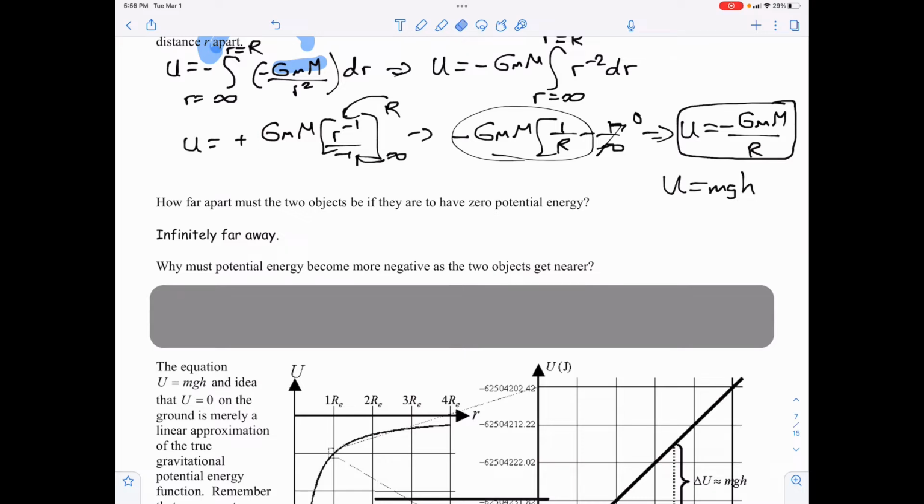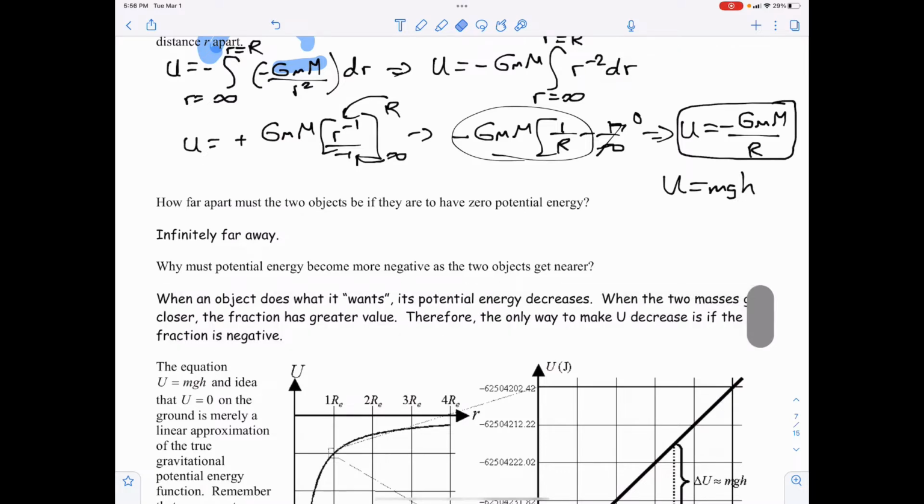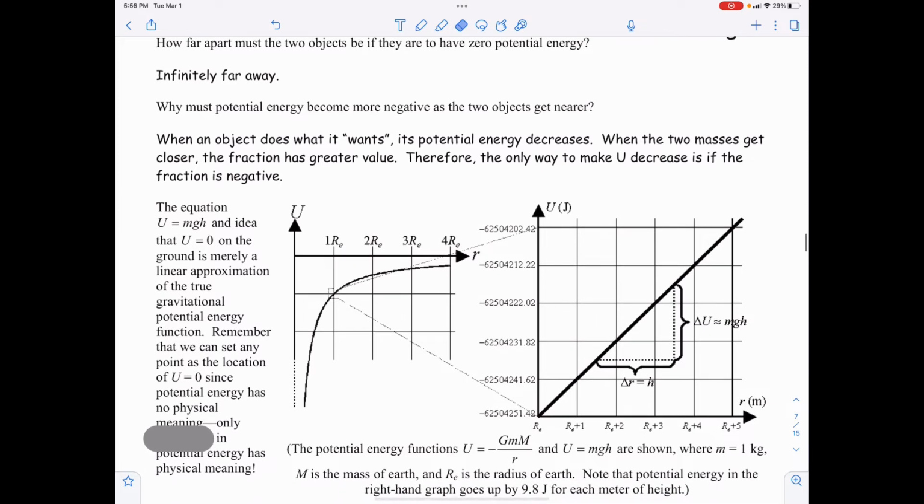Why must potential energy become more negative as two objects get nearer? All right, so let's think about it this way. When an object does what it wants, the potential energy decreases. When two masses get closer, the fraction value gets greater. Therefore, the only way to make U decrease is if the fraction is negative. We can see it from a picture format.